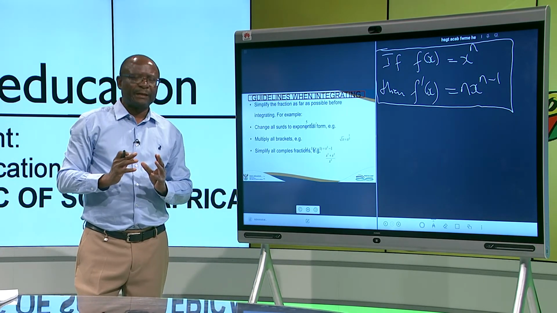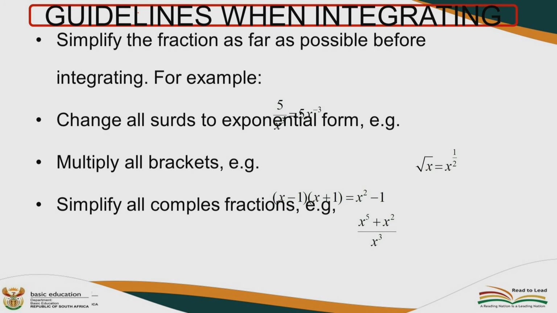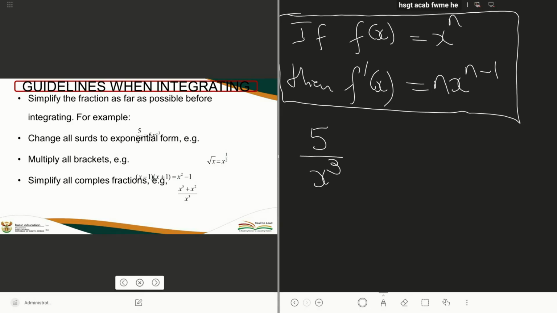Now, what is it that you need to know, or what is very important while you are integrating? One, simplify the fraction as far as possible before you do the integration. For example, if you are given 5 divided by x to the exponent of 3, like I've initially indicated, firstly simplify this. This should be 5 divided by 1 multiplied by 1 over x cubed.